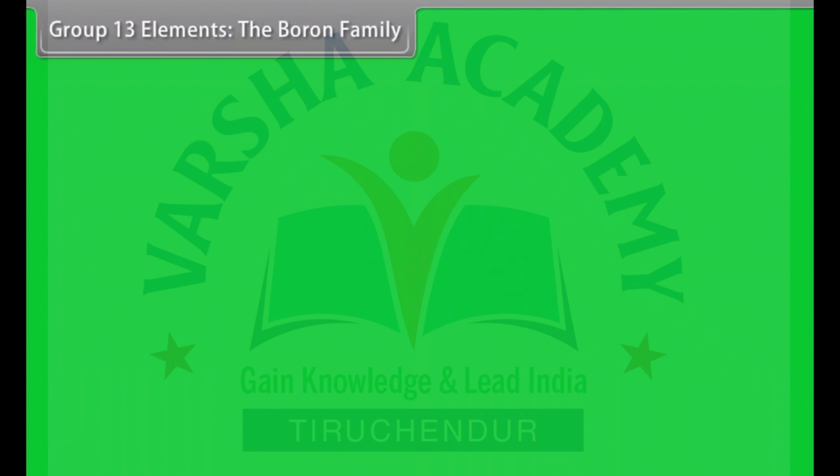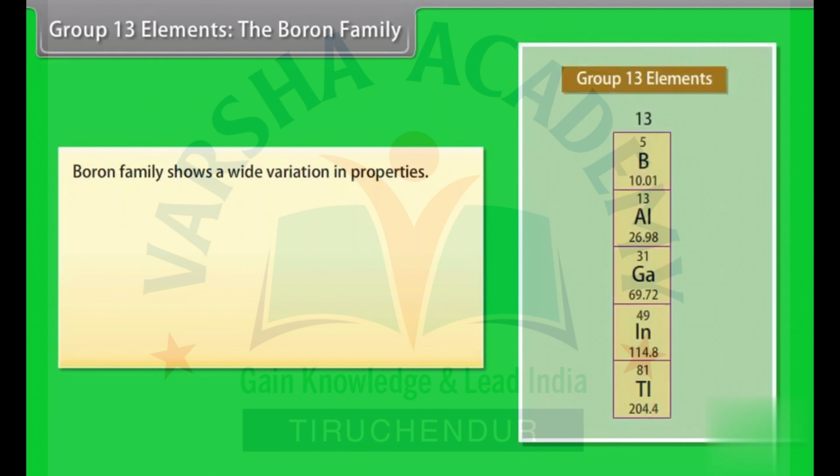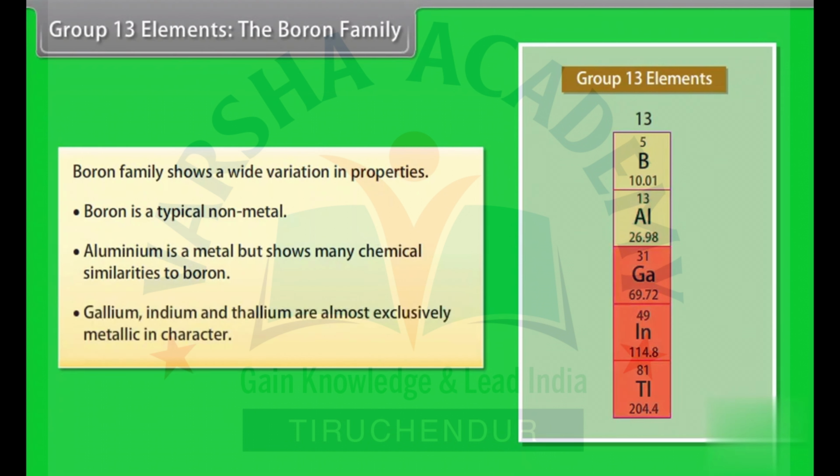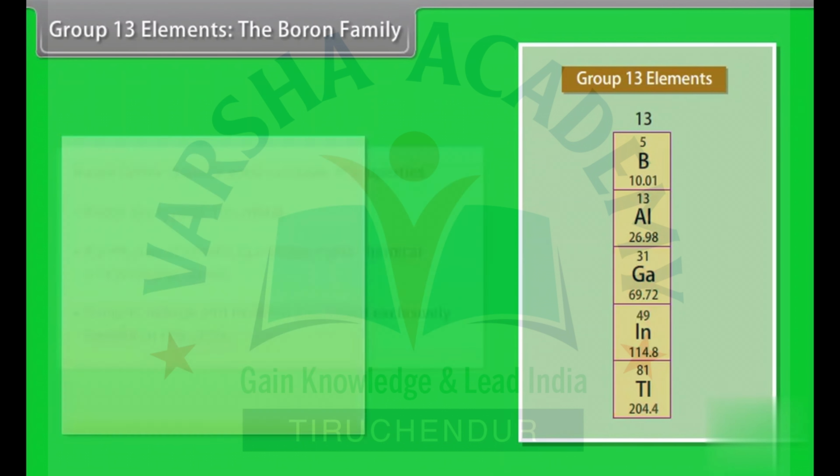Group 13 elements. The boron family. The boron family shows a wide variation in properties. Boron is a typical non-metal. Aluminium is a metal but shows many chemical similarities to boron. Gallium, indium and thallium are almost exclusively metallic in character.